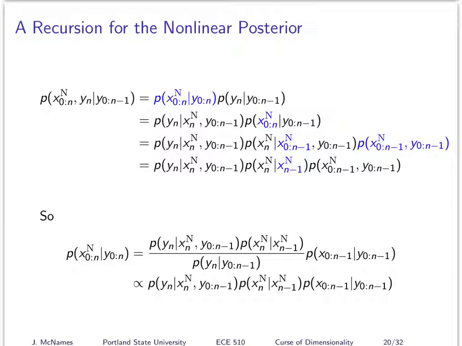this should be conditioned on y of 0 to n minus 1. I apologize for that error. Yeah, that should be conditioned on that. I made a mistake there.